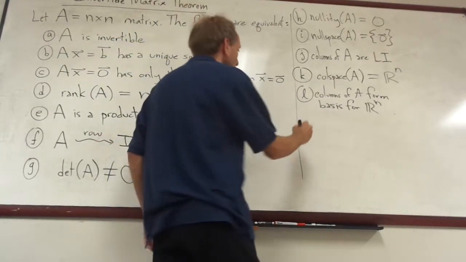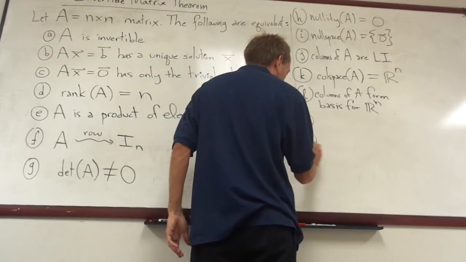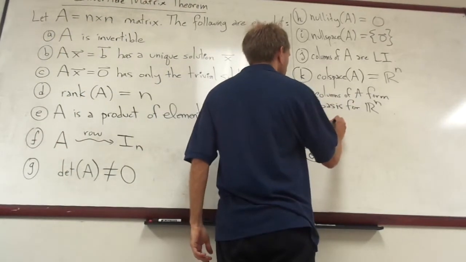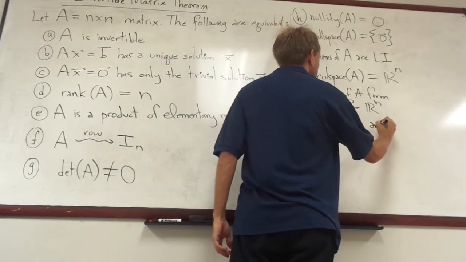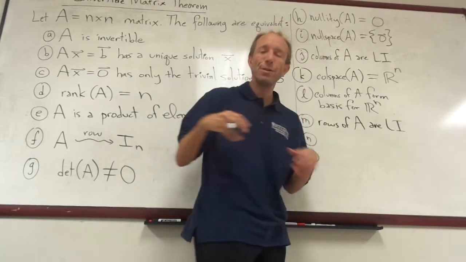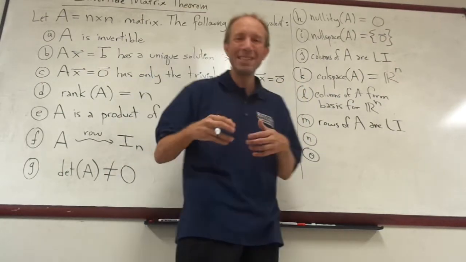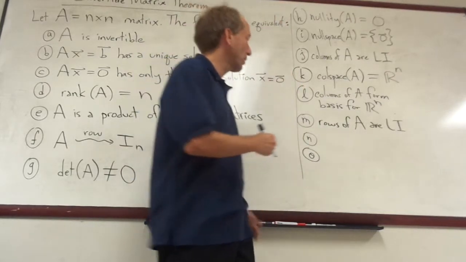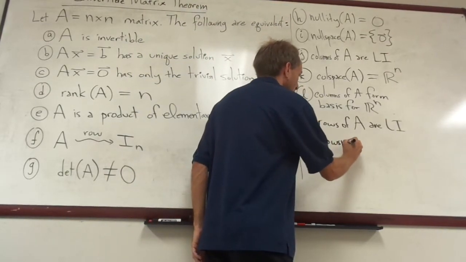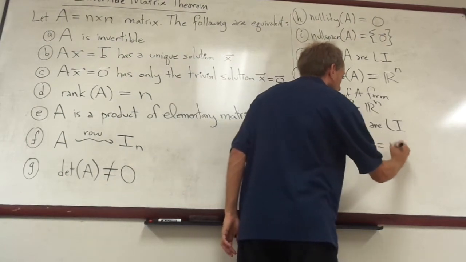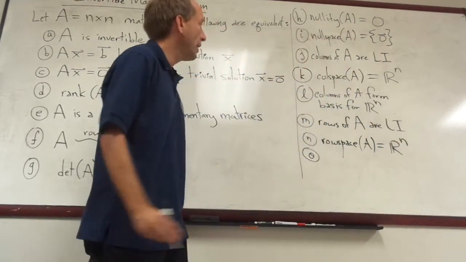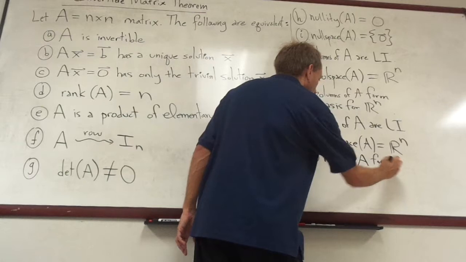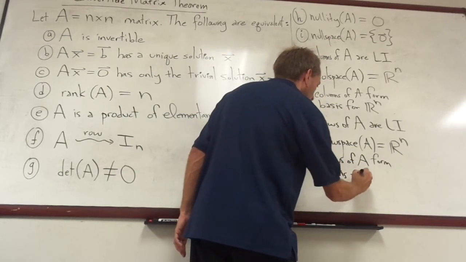And the next three statements are basically the exact same thing about the rows. So M, N, and O are just going to be exactly the same thing about the rows. The rows of A are linearly independent. Remember, linear independence is a good thing. Spanning the space is a good thing. Being invertible is a good thing. Everything in this list is what you would want, good conclusions. The row space of A is equal to Rn, and the rows of A form a basis for Rn.